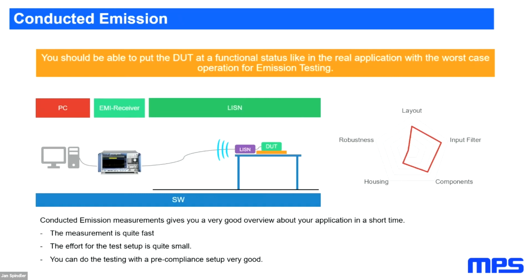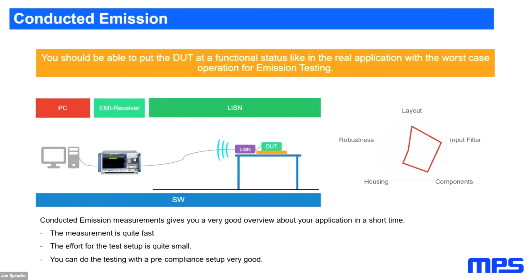It's not so big to do, and you can do it with a pre-compliant setup. Very good. You don't need a shielded chamber, you don't need a full compliance measurement setup, and you don't need software to do this testing. And I try to figure out what you are focusing on with this measurement, what picture you can get from it. I think you get a good overview about your layout with this measurement.